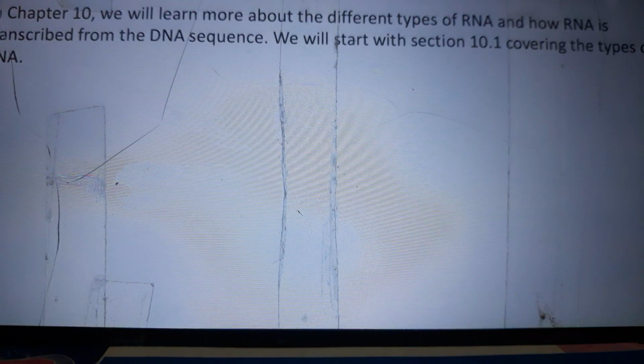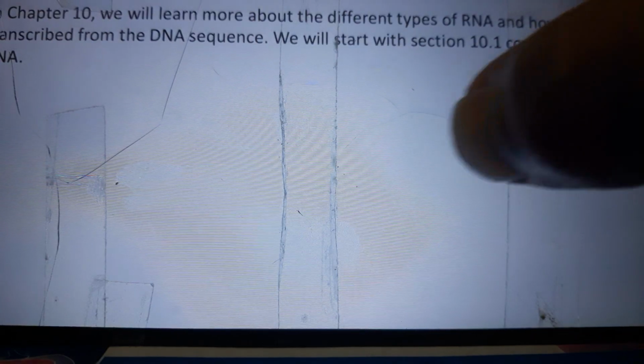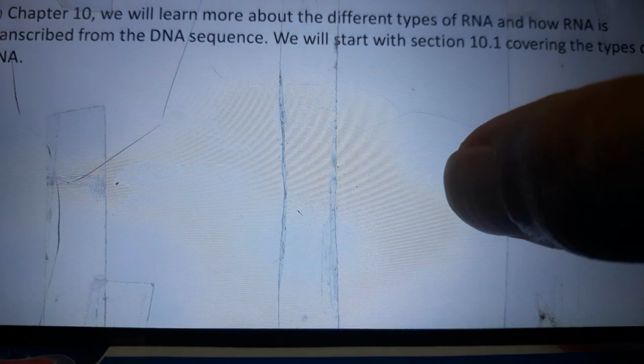Good morning. We start off with the next topic on biochemistry and chemistry titled RNA synthesis and processing. Here we will learn more about the different types of RNA and how RNA is transcribed from the DNA sequence. We will start with section 10.1 covering the types of RNA.